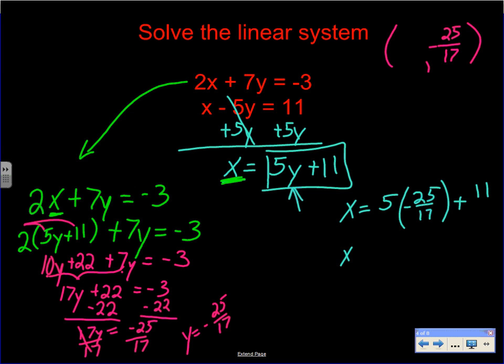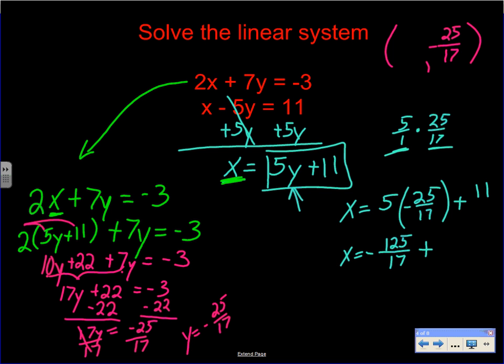5 is 5 over 1 times 25 over 17. There's no reducing. 5 and 17 don't reduce. So 5 times 25 is 125. 1 times 17 is 17. I know the 5 was positive, and this number 25 over 17 was negative. So that's going to give me a negative. So I have negative 125 over 17, and I'm going to add 11 to it.